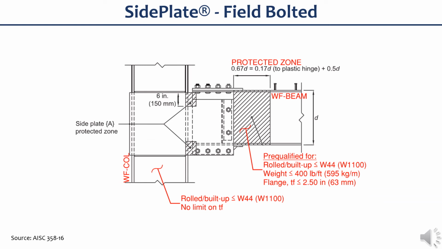For the field bolted connection shown on this slide, it is pre-qualified for beams not more than W44 with a maximum weight limit of 400 pounds per foot and a flange thickness of a maximum of 2.5 inches. For the column part of the SMF, WF sections are limited to W44. However, the weight and flange thickness are not limited. In this case, the protected zone includes the beam area from the vertical edge of the side plate to a distance equal to 67% of the depth away from the column flange.